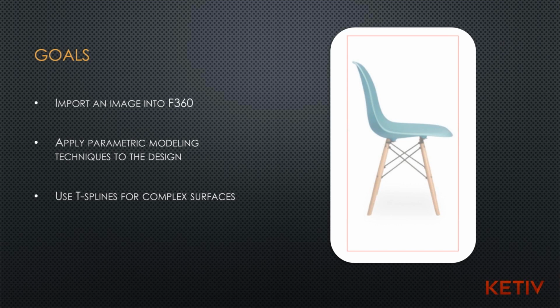Goals for today will be importing an image into Fusion 360. So we'll be bringing in this chair you see here on the right-hand side, the front and the side view of that. Next, we'll be applying parametric modeling techniques to the design. In this case, it'll be for the chair legs. We can define what the diameter of the legs is as well as the length of it. And lastly, and this is actually going to be switched, we'll be doing the T-Splines first, but lastly, we'll be talking about T-Splines and bringing those into Fusion and pushing and pulling them to make complex surfaces like this seat here.